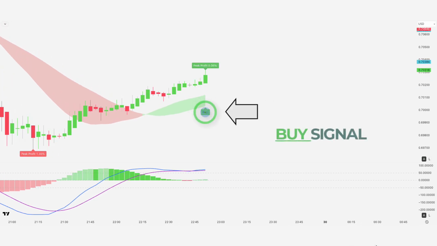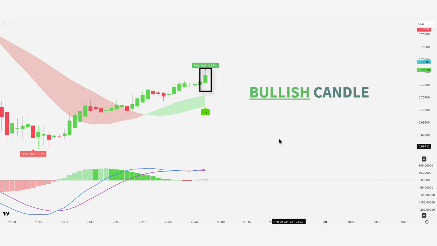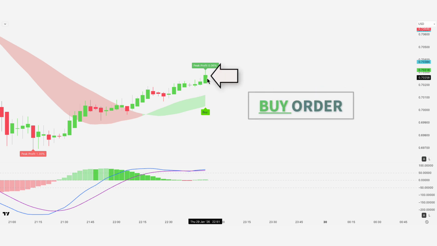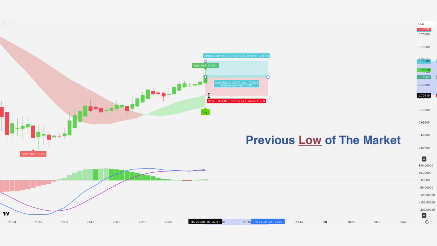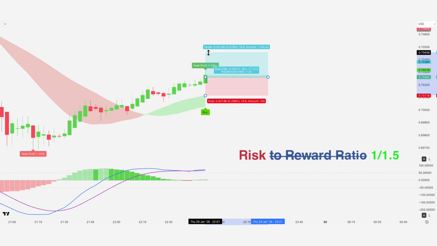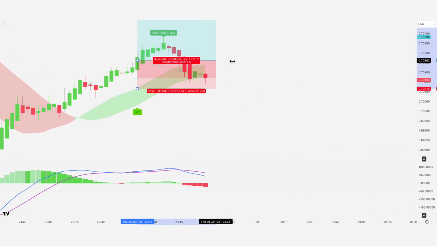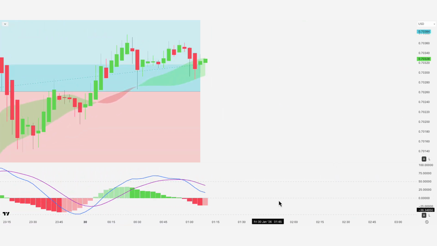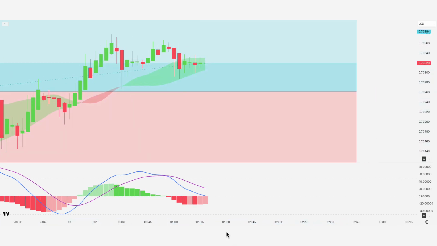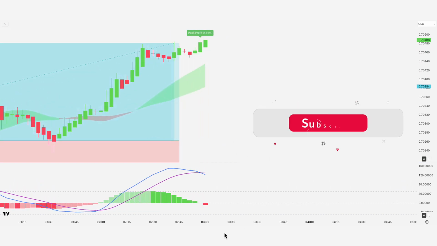Here, the Ultimate Algo arrow of this indicator is a buy signal. Here, the blue line of Volatility Adjusted is above the purple line. Here, the market has made a bullish candle to give confirmation. So all our conditions are being fulfilled, so we are placing an order to buy. Our stop loss is to be placed at the previous low of the market, and the risk-to-reward ratio will be 1:1.5. Let's see what happens to our trade. Our trade is running in profit. We have won the trade. Let's find the next trade.